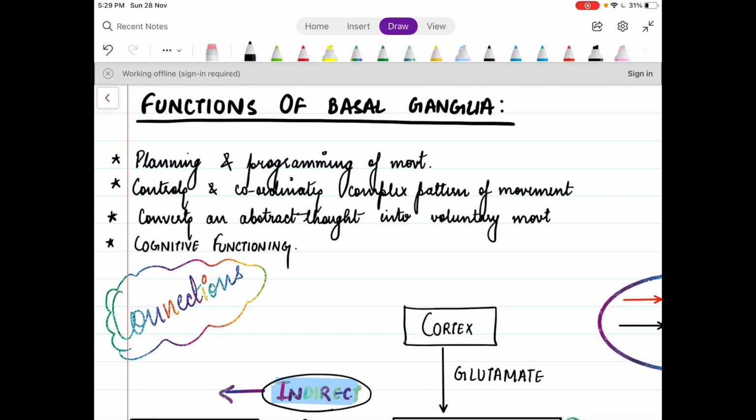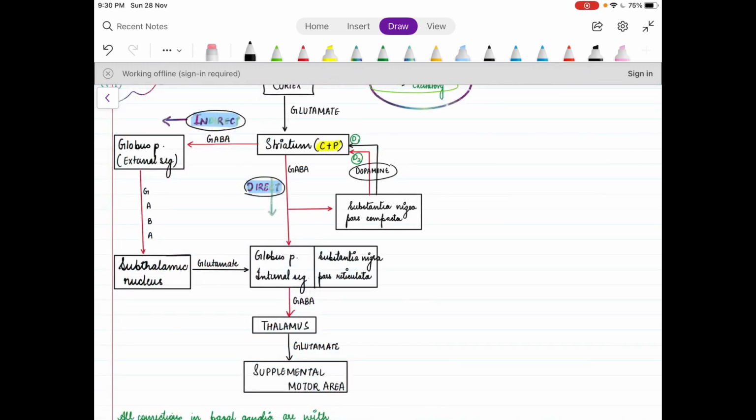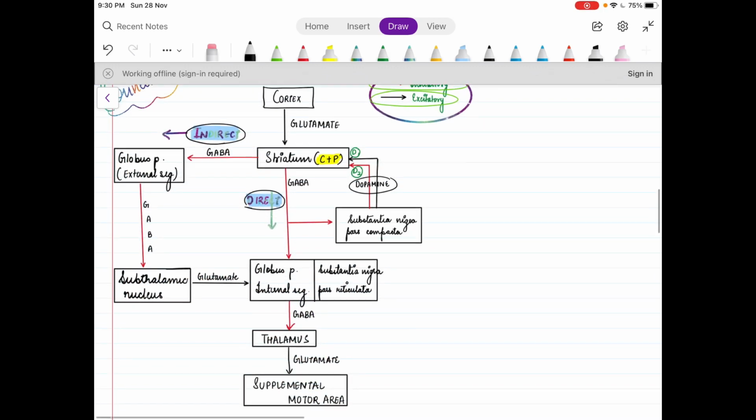So when we discuss the diseases of the basal ganglia, we will always notice that these diseases also have a cognitive component in the symptoms. Let's talk about the connections of the basal ganglia.